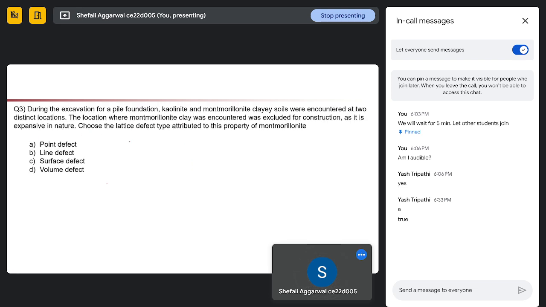Next question: during the excavation of a pile foundation, kaolinite and montmorillonite clay soils were encountered at two distinct locations. The location where montmorillonite clay was encountered was excluded for construction as it is expensive in nature. Choose the latent defect type attributed to this property of montmorillonite: point defect, line defect, surface defect, volume defect. We have taken this example before in different types of defects. Swelling of clay was one of the examples of which type of defect?